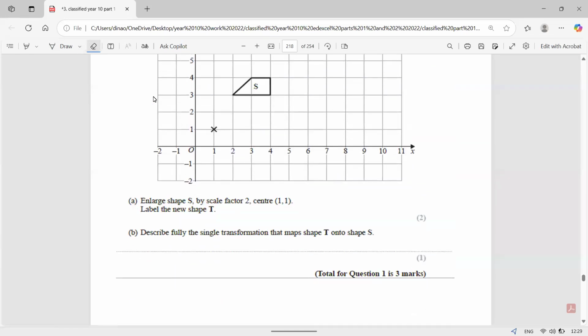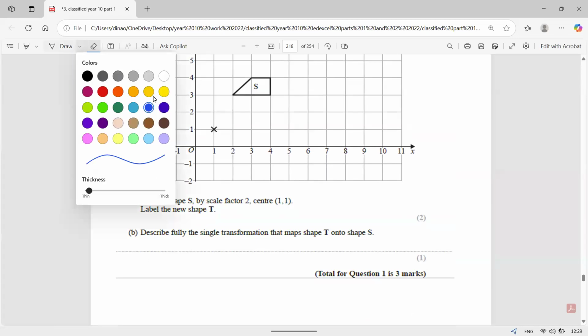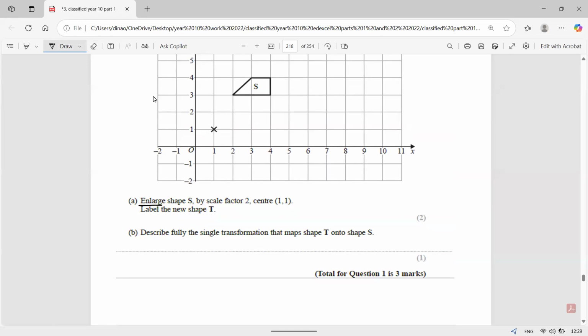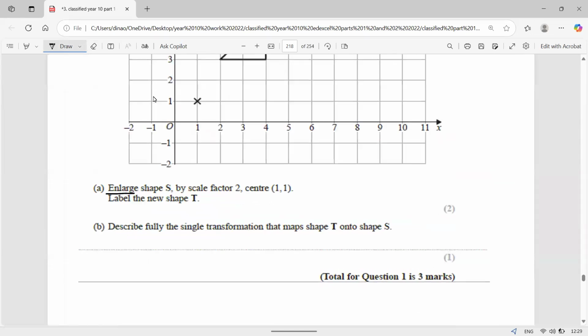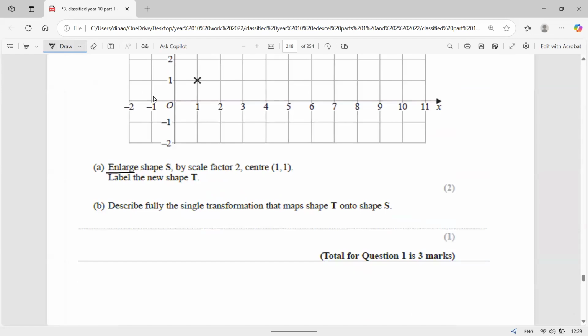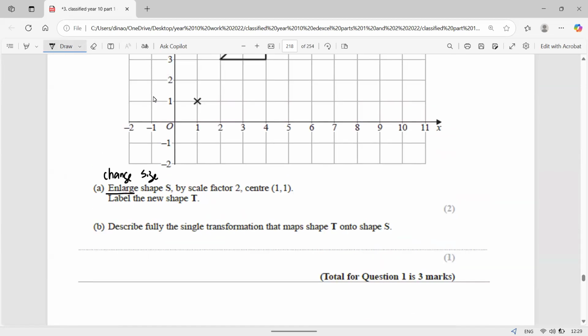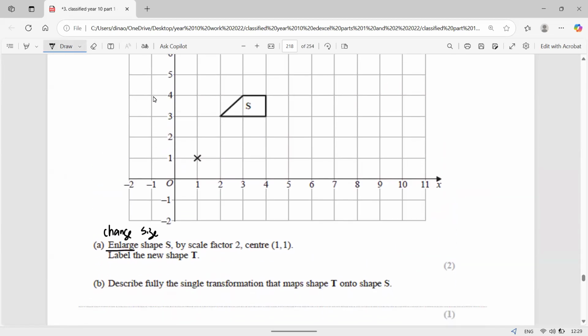The question says, enlarge. And what do I mean by the word enlarge? Some of you always think that the word enlarge means make it bigger. The word enlarge simply means change size. So he is telling me to change the size of shape S.